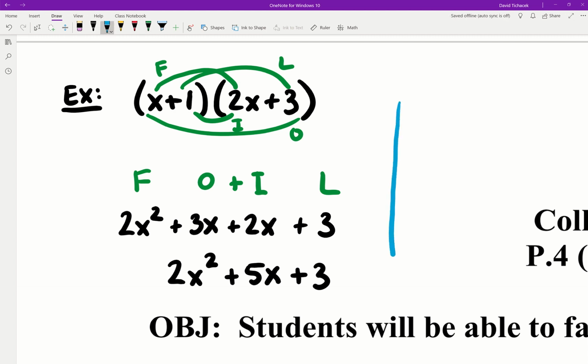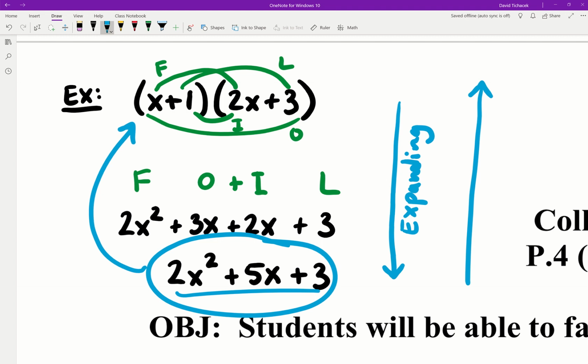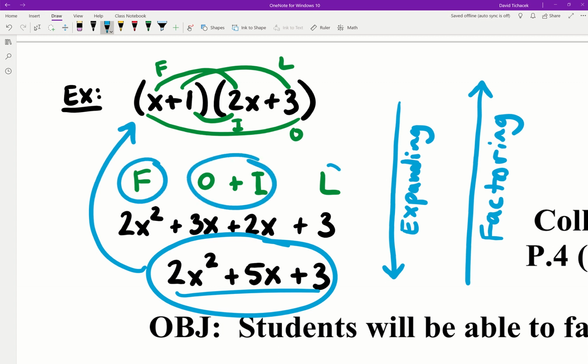If you work in this direction, going from the 2 binomials you're multiplying out to the trinomial, that is something called expanding. Because you're taking the 2 binomials you had, you're expanding this into a single trinomial. If you work in the opposite direction, which is what we're about to do, we're about to take this trinomial and write it as what we would have to multiply in order to get this trinomial. That is called factoring. So that is working in the opposite direction. And whenever we factor a trinomial, I don't want us to lose track of what is our F, what is our O plus I, and what is our L.